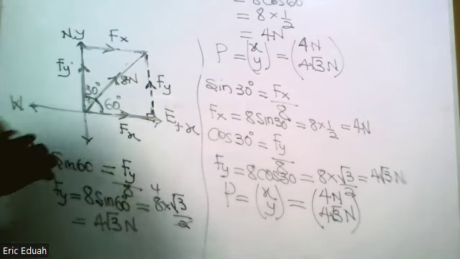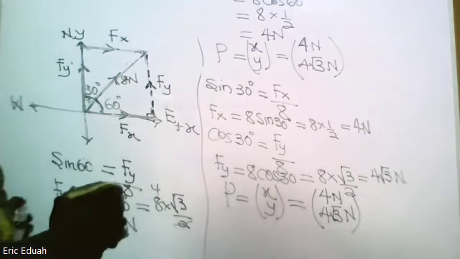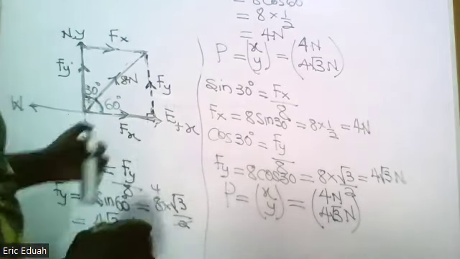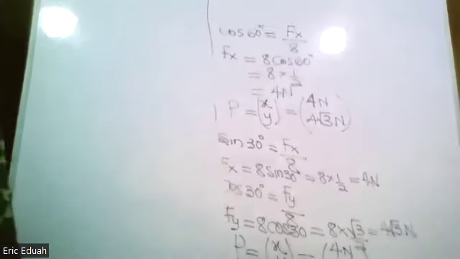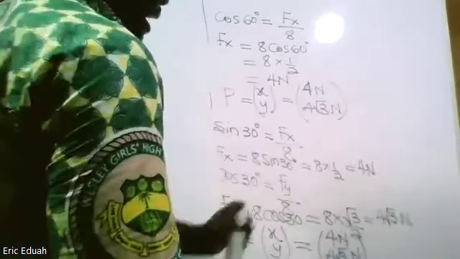So let me clear this solution. For bearings and vector quantities, angular measurement is taken from the north. It's not like trigonometry where we measure angles anti-clockwise from the X.